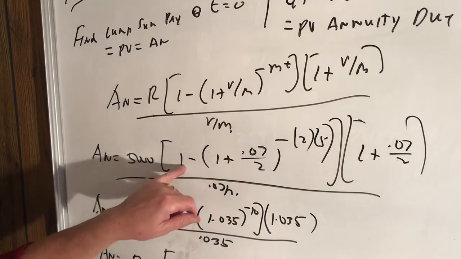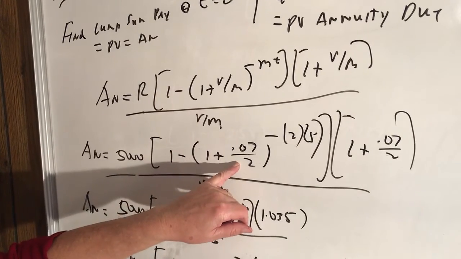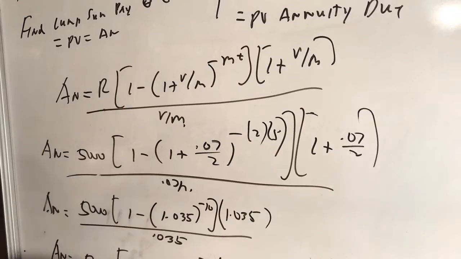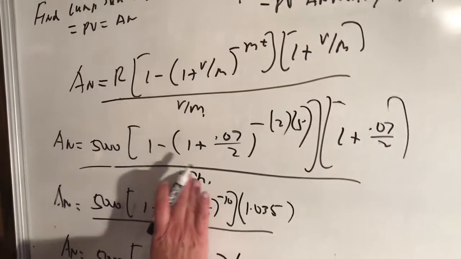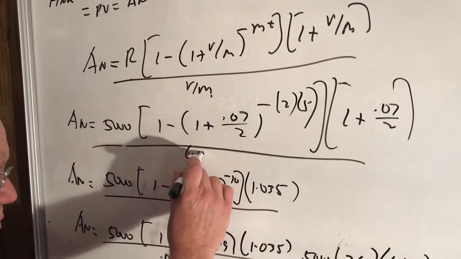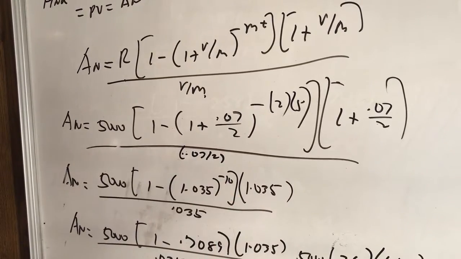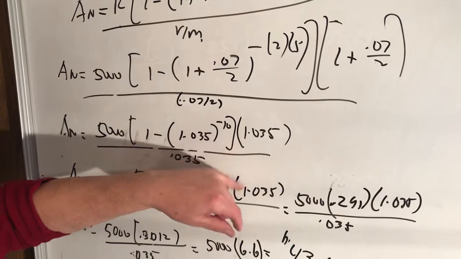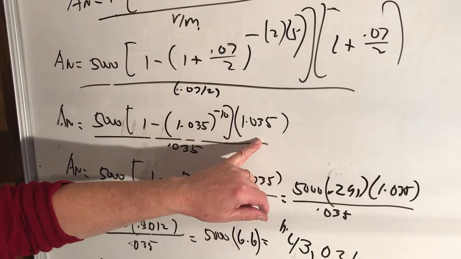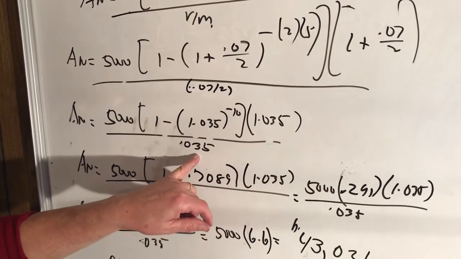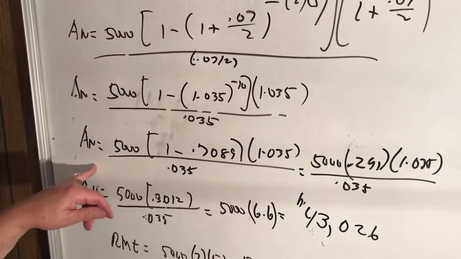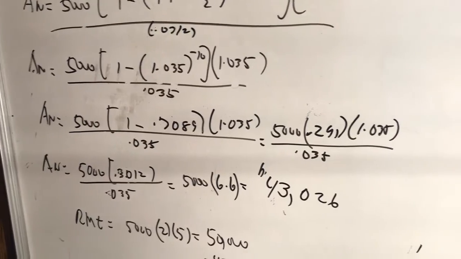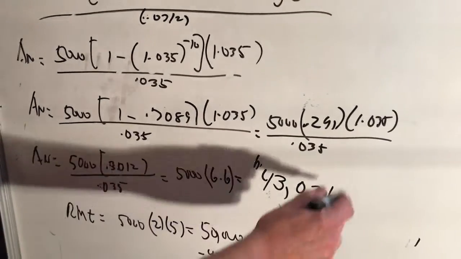A n equals 5,000 times 1 minus 1 plus 0.07 over 2, to the minus 2 times 5, times 1 plus 0.07 over 2, divided by 0.07 over 2. A n is 5,000, 1 minus 1.035 to the minus 10, times 1.035, which is the annuity due, divided by 0.035. A n equals 5,000, 1 minus 0.7089, 1.035 over that.